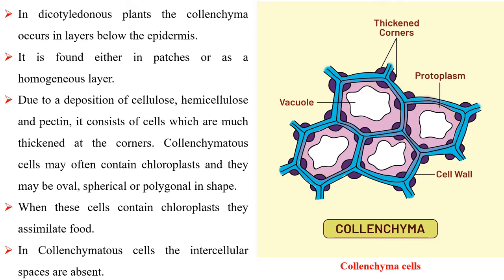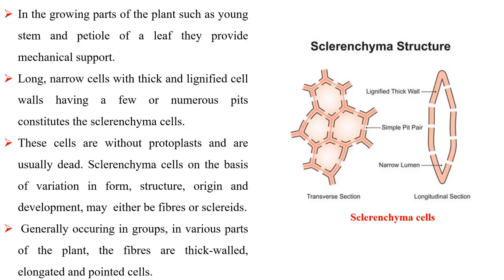Collenchymatous cells may often contain chloroplast and they may be oval, spherical or polygonal in shape. When these cells contain chloroplast, they assimilate food. In collenchymatous cells, the intercellular spaces are absent. In the growing parts of the plant, such as young stem and petiole of a leaf, they provide mechanical support.